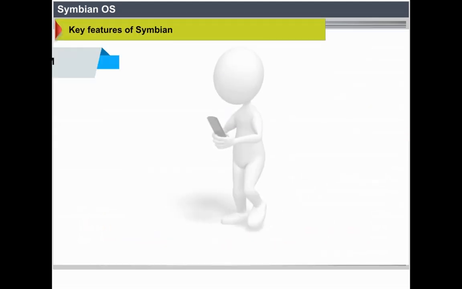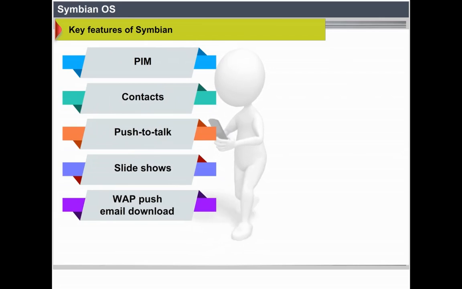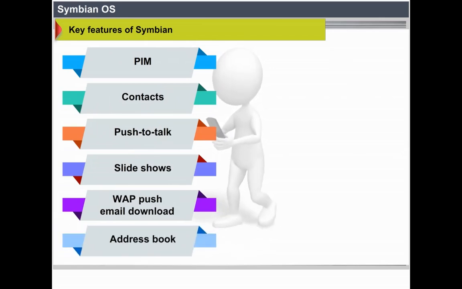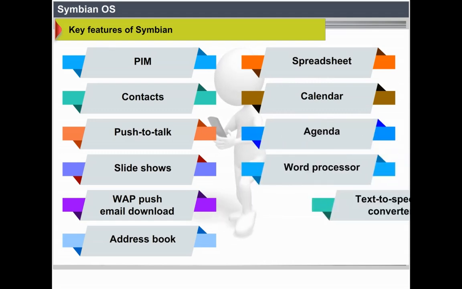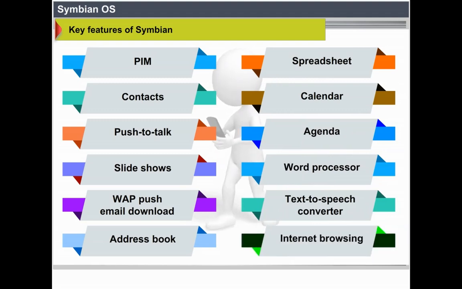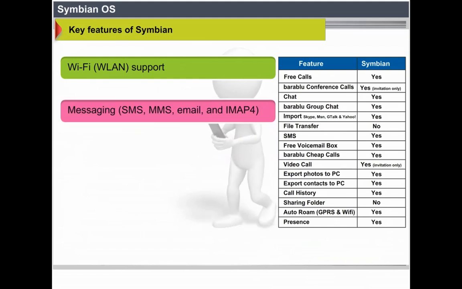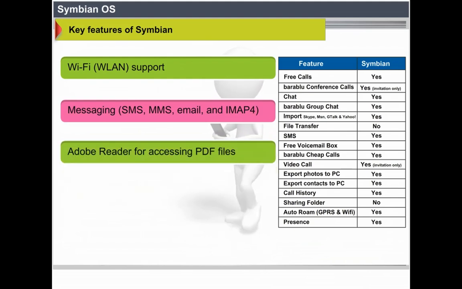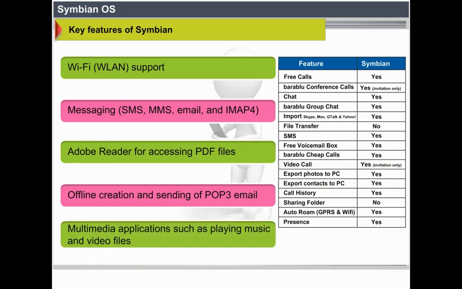Symbian key features: PIM, contacts, push-to-talk, slideshows, web push email download, address book, spreadsheet, calendar, agenda, word processor, text-to-speech converter, internet browsing, Wi-Fi, WLAN support, messaging, SMS, MMS, email, and IMAP4, Adobe Reader for accessing PDF files, offline creation and sending of POP3 email, multimedia applications such as playing music and video files.